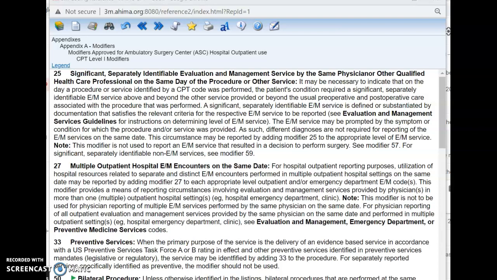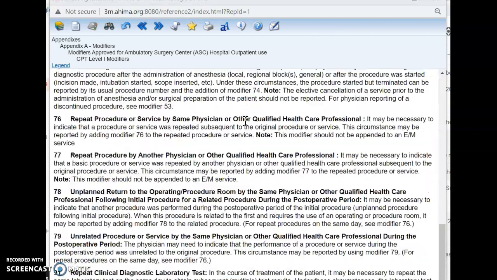Few of you had this one incorrect, but let's look at this. A patient underwent a bronchoscopy with biopsy on November 1st. Then on November 15th, they came and had a repeat because a biopsy sample from the procedure on November 1st was too small for a pathological analysis. Both procedures were performed by Dr. Campbell. So what are you going to code for that repeat one? Well, if you look at modifier 76, it's repeat procedure or service by the same physician or other qualified healthcare professional. It may be necessary to indicate that the procedure was repeated.